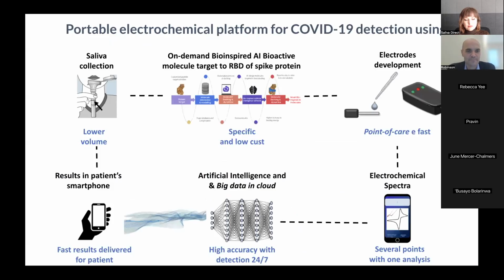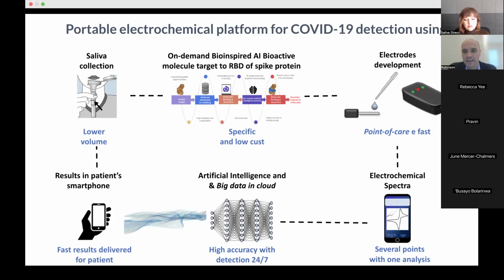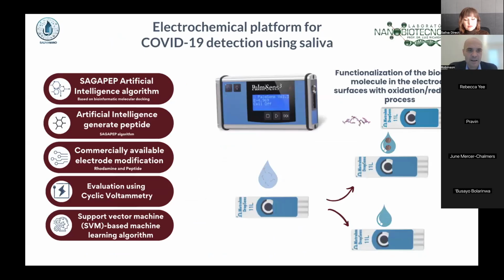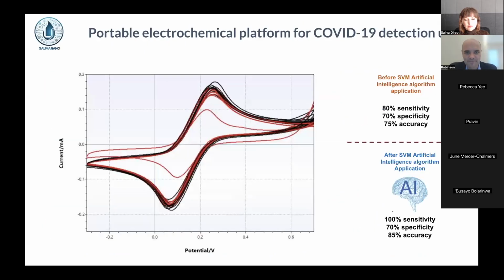Next one, please. This is another test using electrochemical biosensors. In that case, we have also tried to send the electrochemical spectra to artificial intelligence algorithms to send the data to the smartphone of the patients. Next one, please.